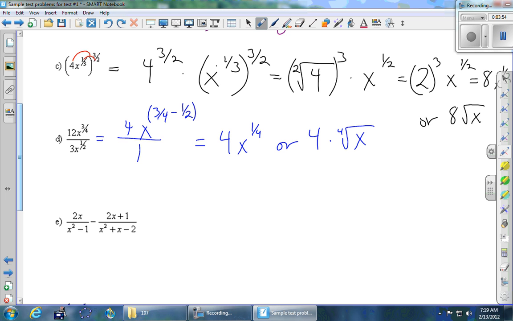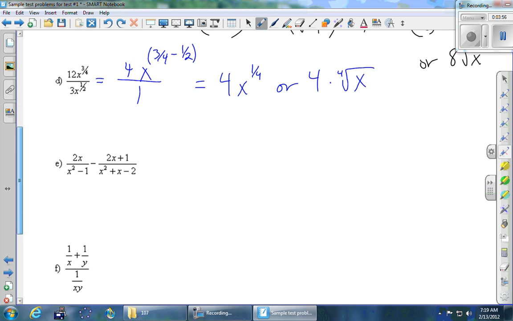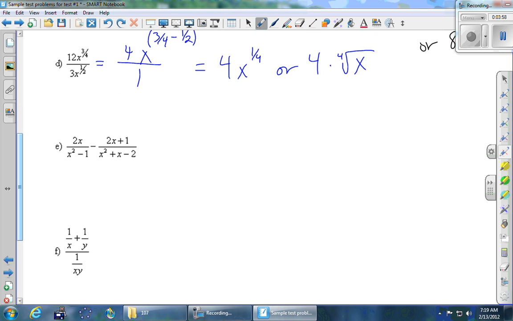Part E, 2x over x squared minus 1 minus 2x plus 1 times x squared plus x minus 2. So in this case, we need to find the LCD. But in order to find the LCD, you want to factor the denominators first. So x squared minus 1 is a difference of squares.